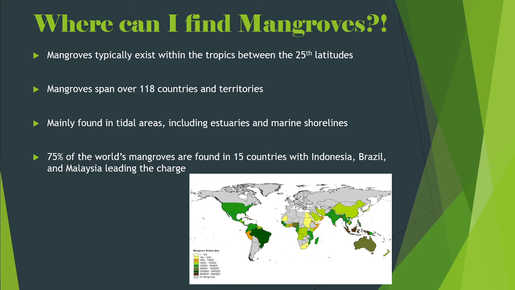You can find mangroves, like I said, between the 25th latitudes of the world. They do span over 118 different countries and territories across the world, as you can tell with this figure that is shown. They're, again, mainly in tidal areas, including marine shorelines and estuaries, as I had mentioned before. 75% of the world's mangroves are found within 15 countries, with Indonesia, Brazil, and Malaysia having the highest density of mangrove populations. The Pacific Islands definitely have a ton of mangroves, as well as Brazil being the tropical area that it is.